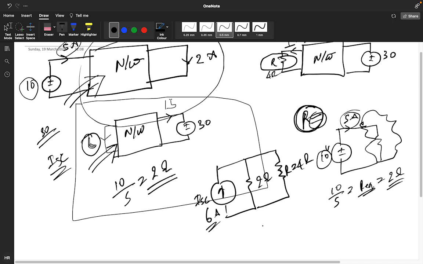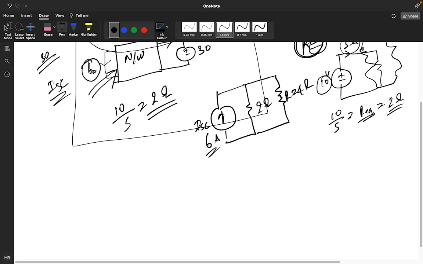So I just do the source transformation, or you can do it directly by the current division rule also. You need to find the value of the current in the 4 ohm resistor. So what will it be? 6 into 2 divided by 4 plus 2, which is 6. So you will get 2 ampere.